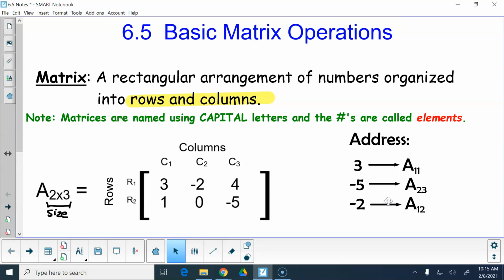Each element has an address, and that address is the row that it's in and the column that it's in. So the number 3 has an address because the number 3 is right here. It has an address of the first row, first column. So it's element 1, 1. -5 is an element in matrix A. It's in the second row, third column. So its address is 2, 3.